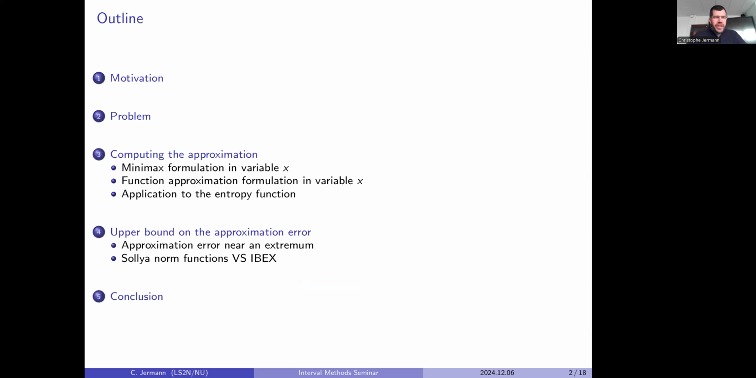So the talk will be in 5 parts. First, I will give a brief motivation linked to interval computations, then describe the problem itself, then the method we have used to compute the approximation. And we'll see that we don't need the formal definition of the inverse of a function to compute its approximation. And then show how we can obtain some upper bound on the approximation error, and finally some conclusion and future works.